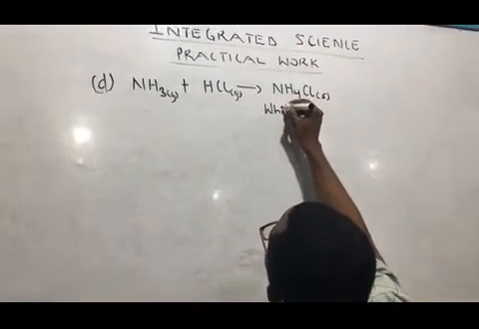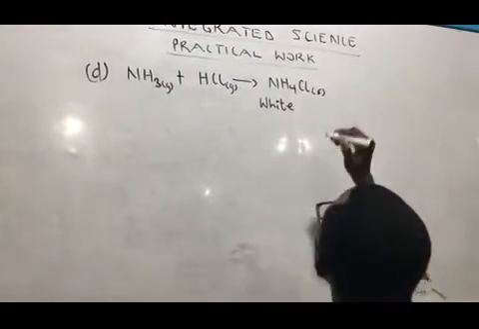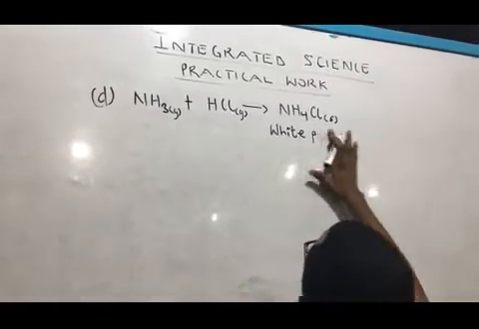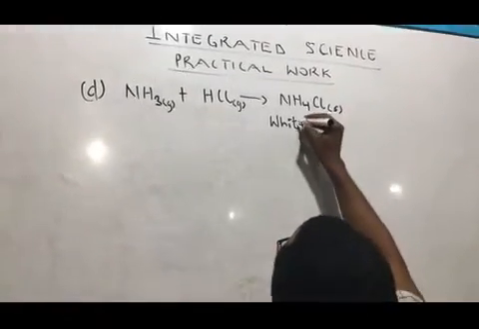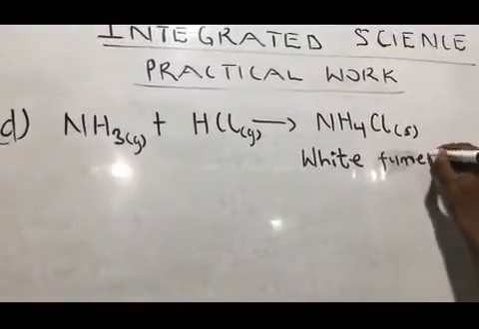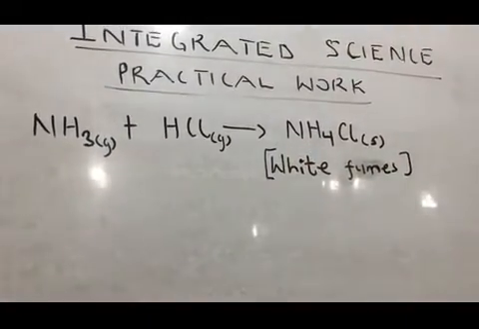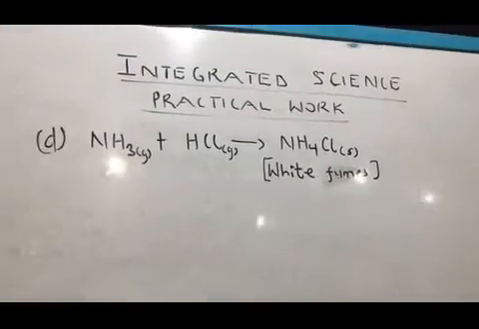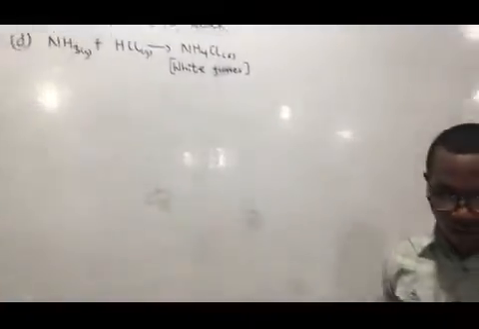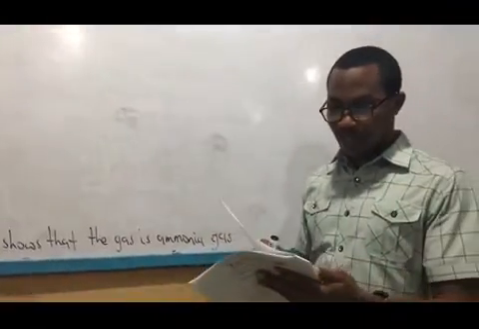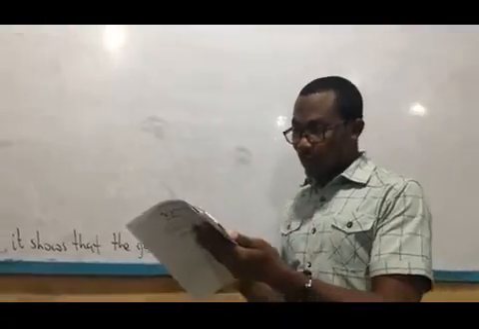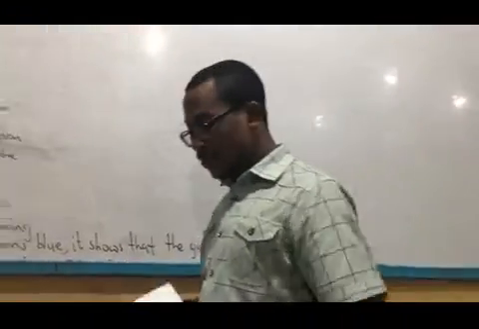So white fumes, or I say white precipitate. So that is what is responsible for the white fumes, the ammonium chloride that is formed. Okay, so that is all for question 14. Quickly, we're going to look at question 15.